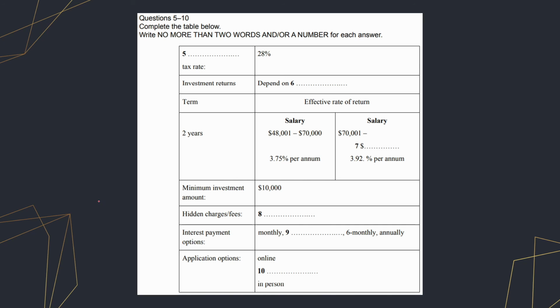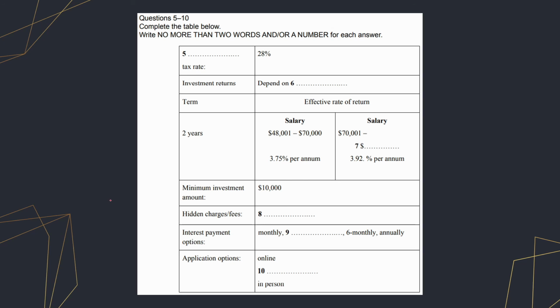Yes, that's right. For example, on a 2-year plan, if you're earning in the range between $48,001 to $70,000 at 30% tax, there's a 3.75% effective rate on PIE earnings. Okay. I'm actually on a 33% tax rate. Well, that's an even better return. If you're earning between $70,001 and $120,000, the effective interest rate is higher too. So let's have a look for a 2-year investment. The rate actually goes up to 3.92%.